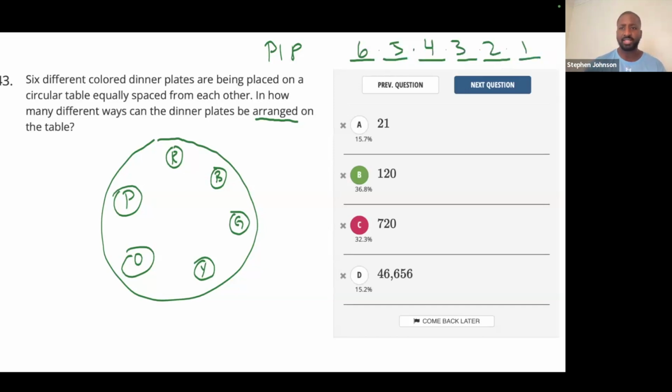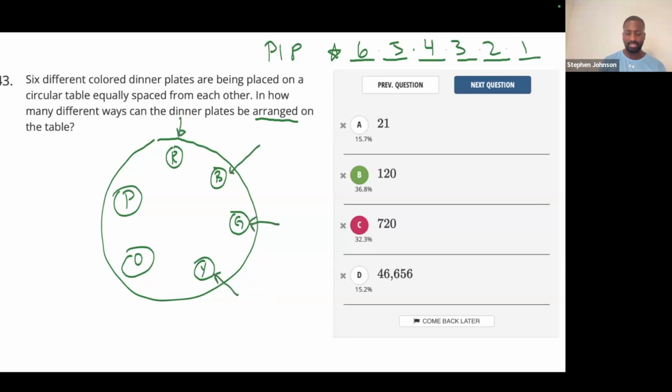The challenge with this is the question does say that it's a circular table. The way I've written this out is linear, right? Where it's obvious that order matters, like the thing that comes first is different from the thing that comes second. How does the circular part of this change things? Well, the circular part of this is we don't know where to start, right? Like, do I have to start here? No, I don't. I could start there. I really can start wherever I want.